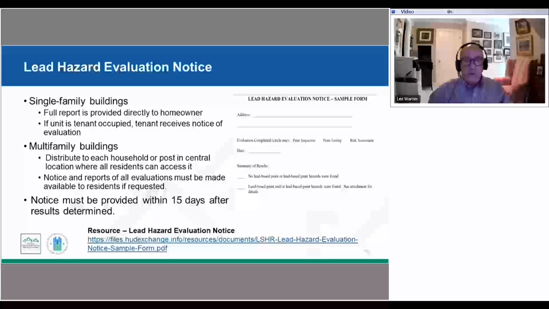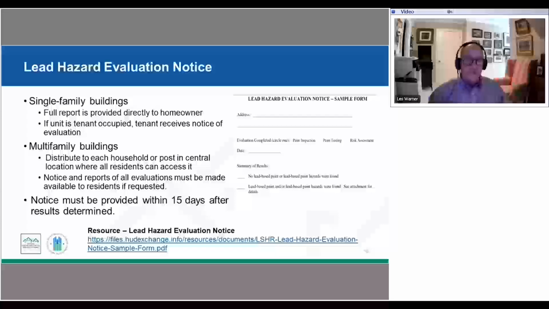We have a couple of options on how we would provide that. We could provide a notice directly to each of the households, or you could post it in a central location where residents would be able to access it. So, if we have residents coming through a central lobby, maybe to get their mail and access elevators, we could post it there, or post it in individual lobbies for individual buildings, depending on how our property was configured.